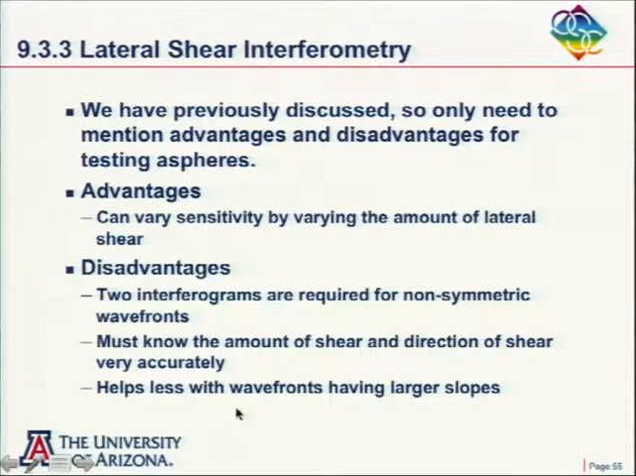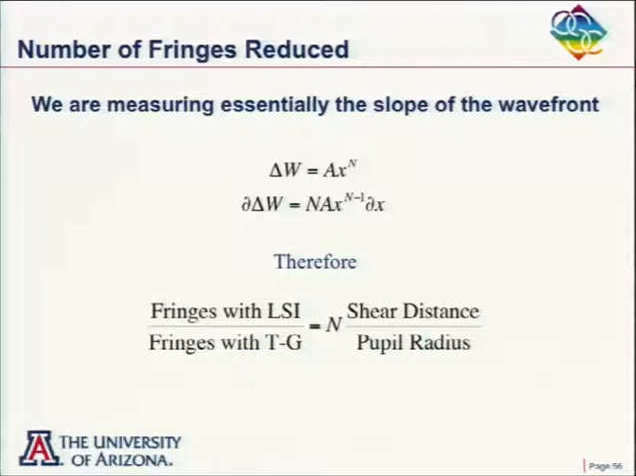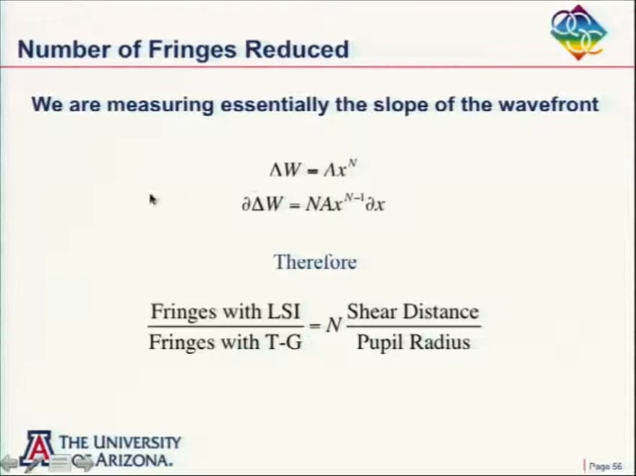And as you have larger slopes, it's going to help less, and we'll see that in the next slide. But the main advantage is you can vary the sensitivity by varying the amount of lateral shear. So to get an idea of how that helps you reduce the number of fringes, I just looked at the one-dimensional case. The wavefront goes as a times x to the n, and we're measuring slope, so just take the derivative. I have n a x to the n minus 1 delta x. And if I take the ratio of the fringes with lateral shear to fringes with a Twyman-Green, I just take the ratio of this quantity to this quantity, and you end up with n times the shear distance over the pupil radius.